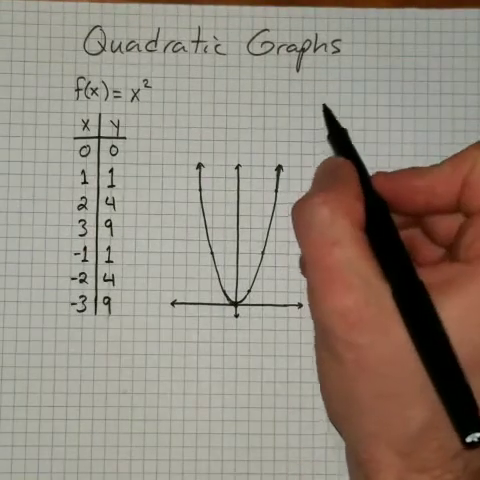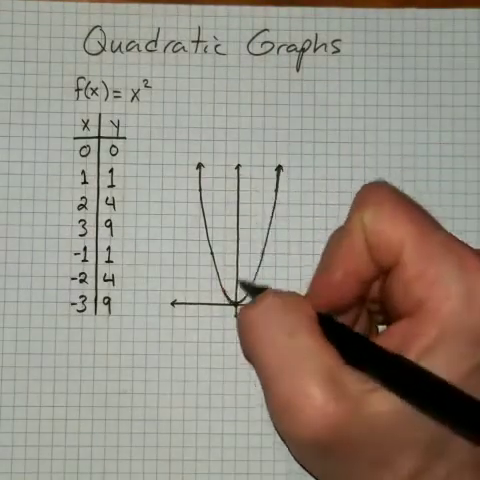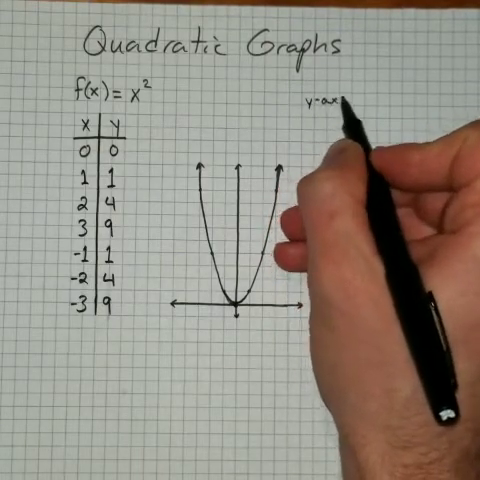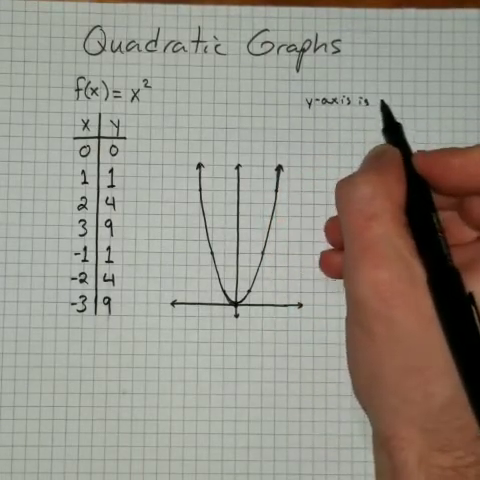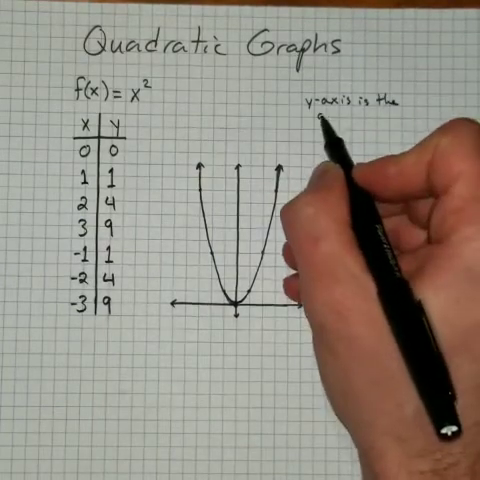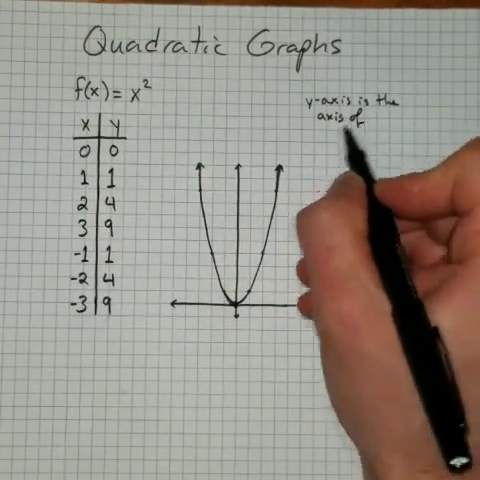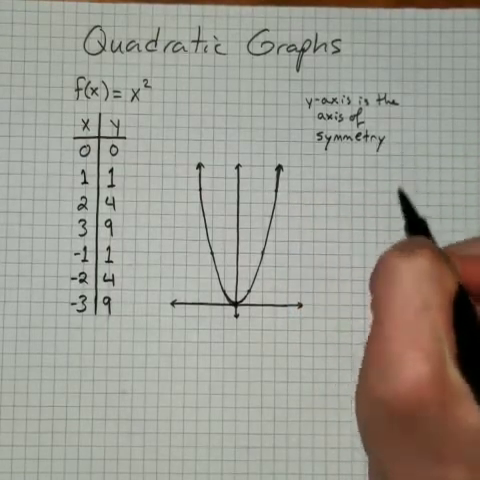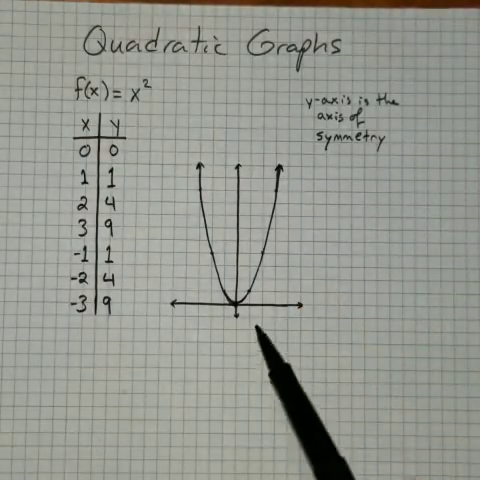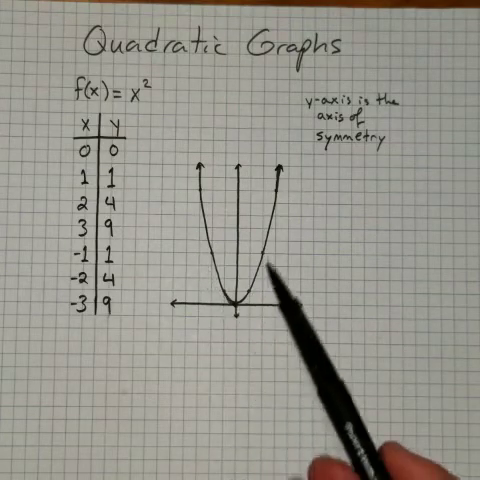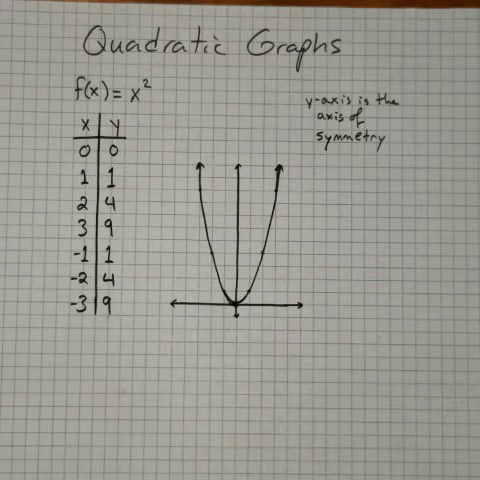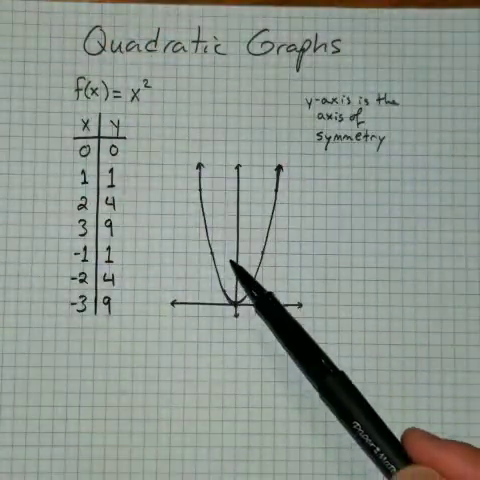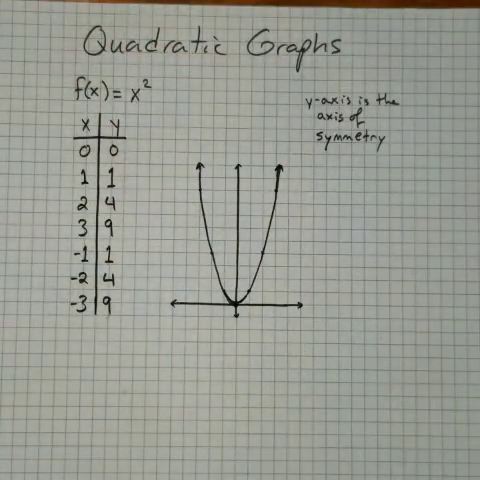the y-axis, we'll start with the symmetry of this. The y-axis is the axis of symmetry. Okay, what that means then is that there's a mirror image on either side of the y-axis. If you folded this graph in half, right along the y-axis, the two halves would match up perfectly.